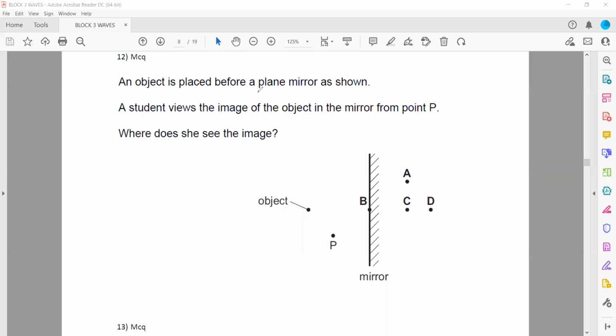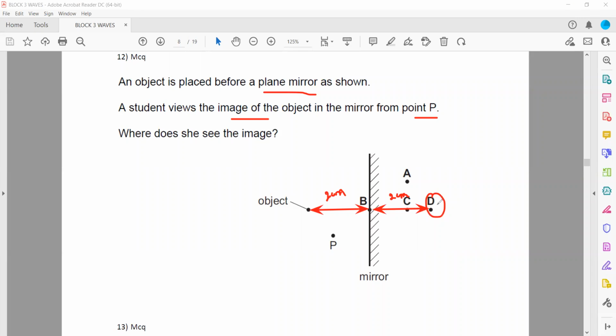An object is placed before a plane mirror as shown. A student views an image of an object from point P. Where does he see it? Remember, for a plane mirror, the object distance from the mirror is always equal to the image distance, the perpendicular. So when you measure this distance, the object distance and the image distance should be equal. If the object is placed, for example, 2 centimeters from the mirror, the image should also be 2 centimeters. So which point does it match with?